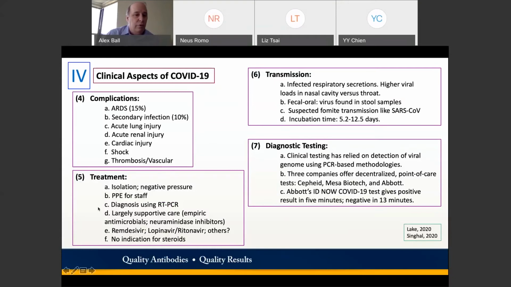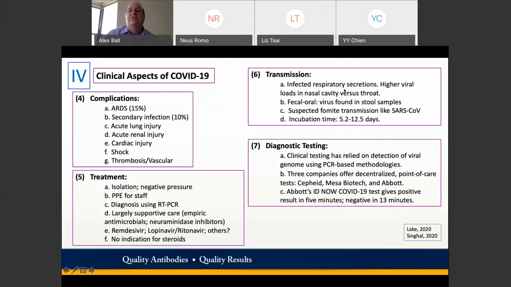Treatment has been largely supportive. Diagnosis is through RT-PCR. People are scrambling to find drugs and agents that could be used to shorten the course. There's been some success with a viral polymerase inhibitor called remdesivir. And of course, at this point, no indication for steroids.